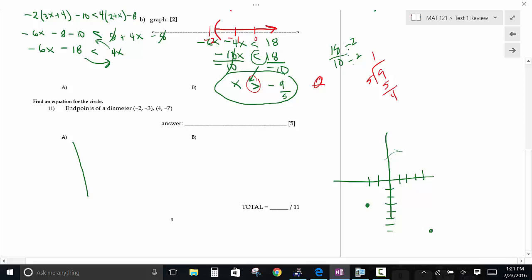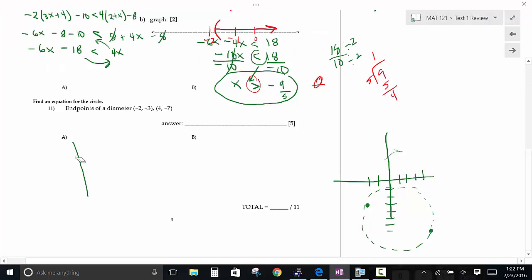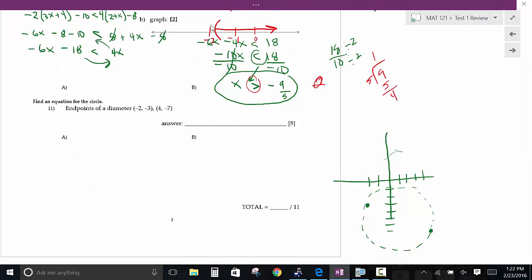Okay, kind of like this. So what you have is a circle that's going around those points. Your job is going to be to find the equation of the circle. This one basically has several steps.